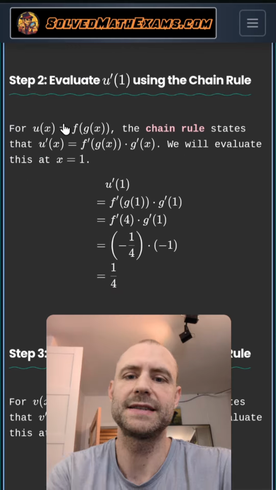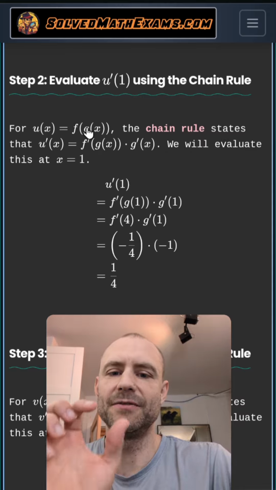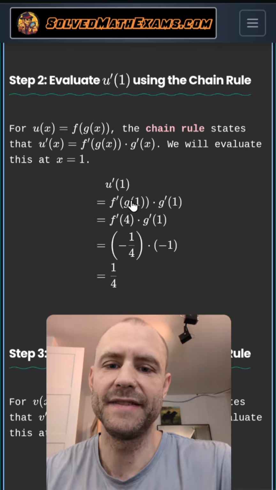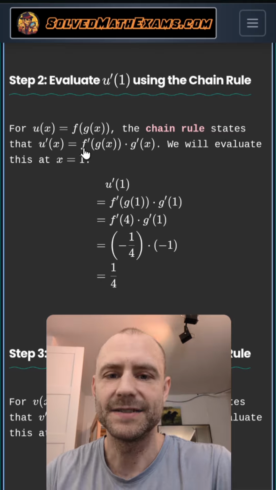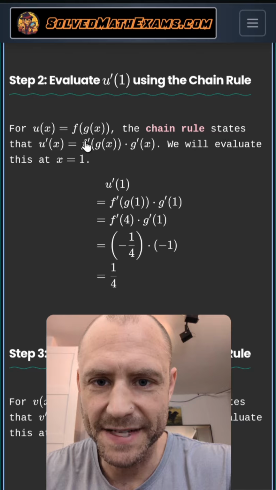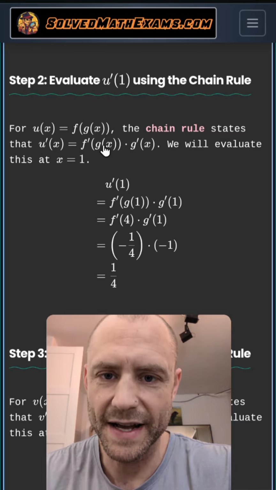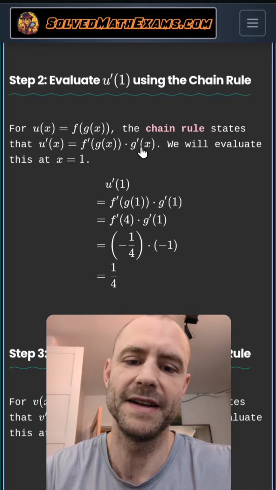If u of x is defined as f of g of x, then for chain rule we have to do the outside derivative first. So it's f prime of g of x inside, and then we have to multiply by the derivative of the inside. So we take the derivative of f with respect to x of all the inside stuff, and then multiply by the derivative of the inside stuff.